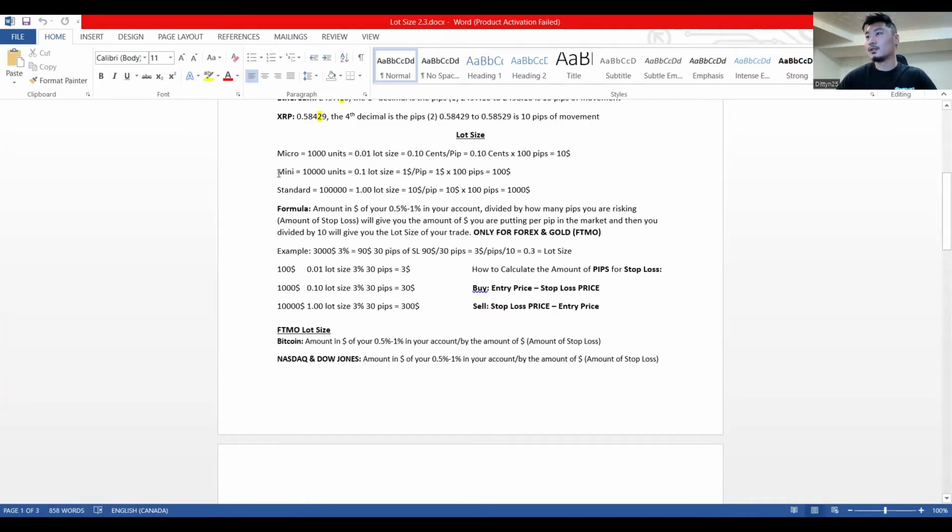So if you have a mini lot size, it would be 0.1. 0.1 is equal to $1 per pip. So if you catch 100 pips, it will be $100. So a standard lot size, what is a standard lot size, is 1.00, right? It's equal to $10 per pip. So if you catch 100 pips, right? It would be $1,000.